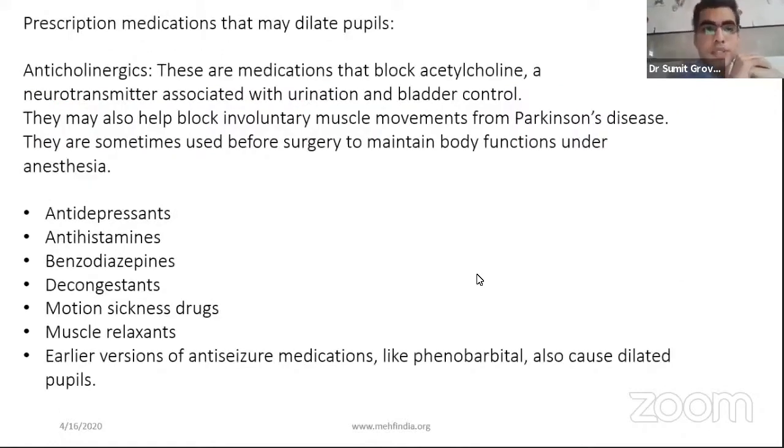And we'll see what the prescription medications are. These are medications basically which are anticholinergic. Acetylcholine is a neurotransmitter which is associated with the parasympathetic control, and these are used in some medications for Parkinson disease as well as before surgery to maintain the body's function under anesthesia. Apart from that, antidepressants like fluoxetine, these are selective serotonin reuptake inhibitors, very commonly used. Antihistaminics like antiallergics, benzodiazepines, decongestants, Dramamine, some motion sickness drugs, muscle relaxants used in anesthesia, and some earlier versions of anti-seizure medications like phenobarbital cause dilated pupils.